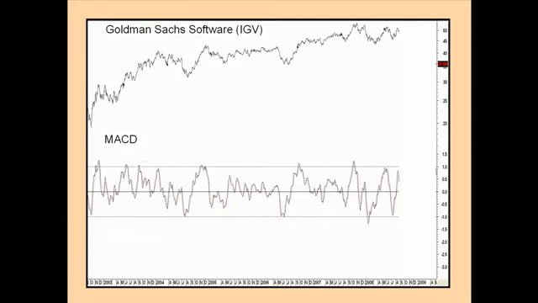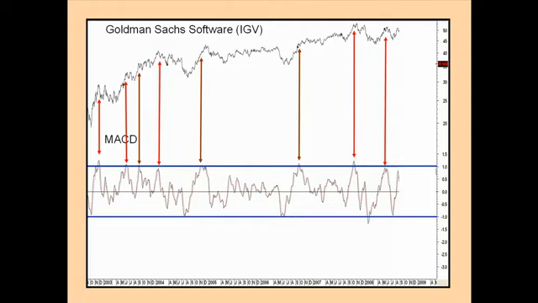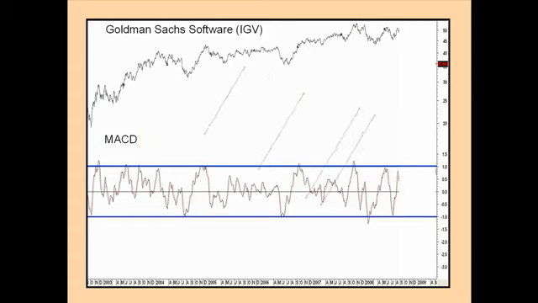In my video on momentum, I also talked about overbought oversold conditions, and these can also be applied to the MACD. In this chart of the Goldman Sachs software ETF, I've introduced some overbought oversold lines at plus and minus 1.0. Without regard this time to price confirmations, here are the good sell signals. And here are the sell signals that were followed by a very mild sideways correction. Since this chart mainly covers primary bullish periods, the buy signals are generally much more timely.